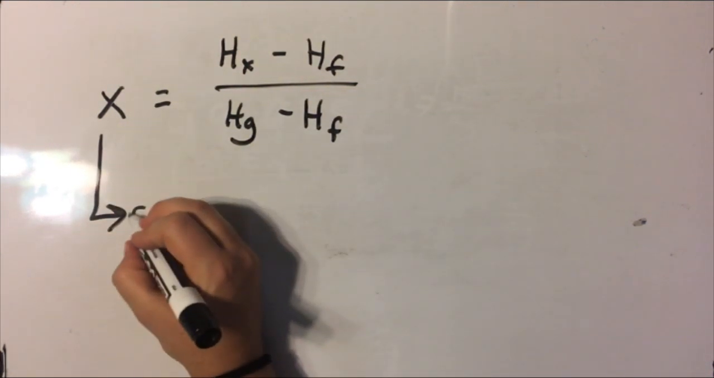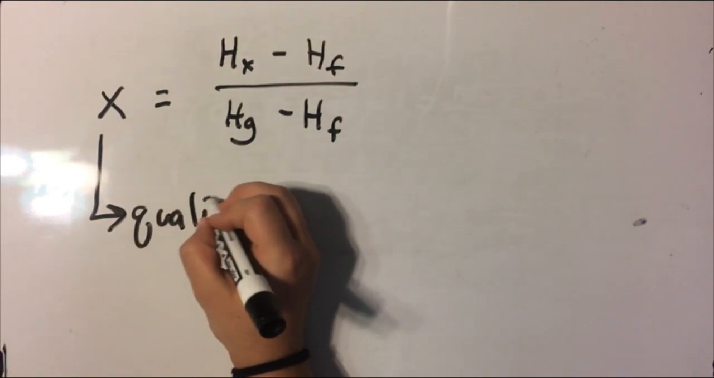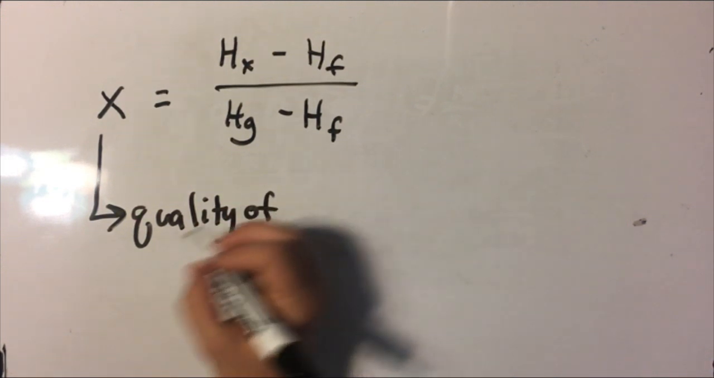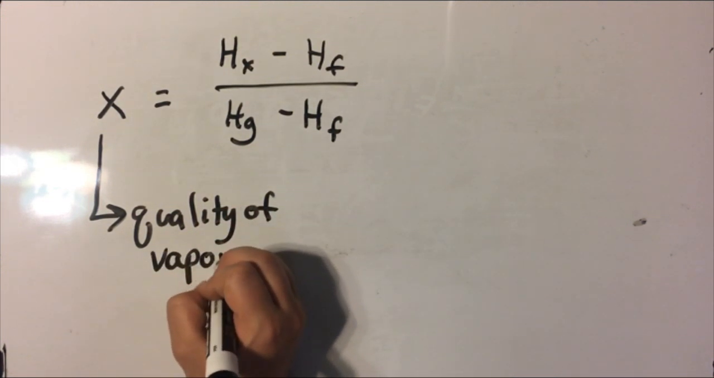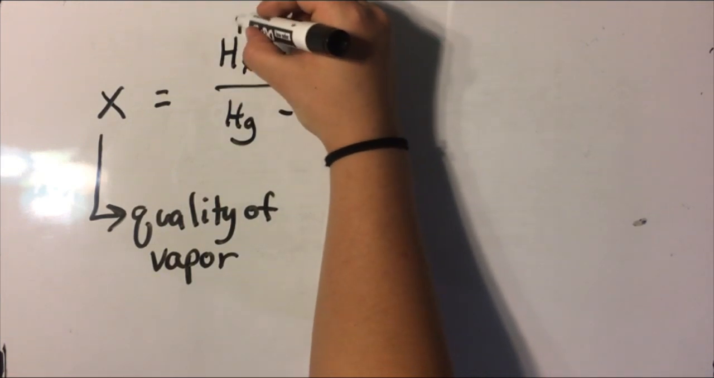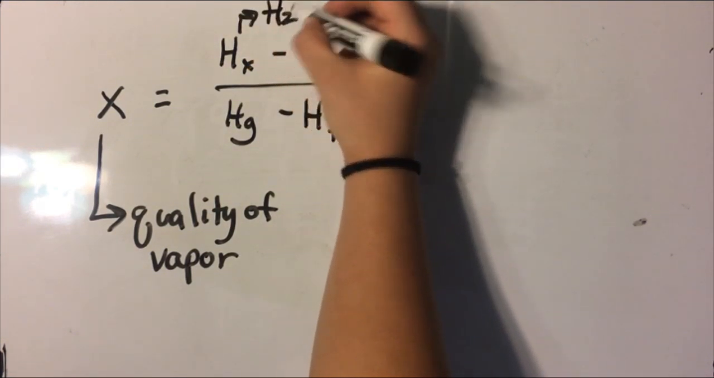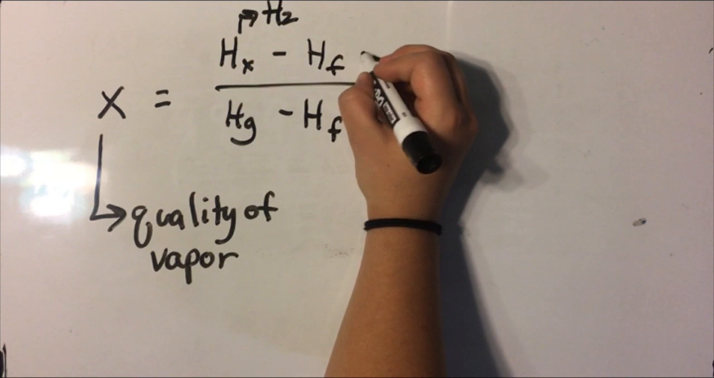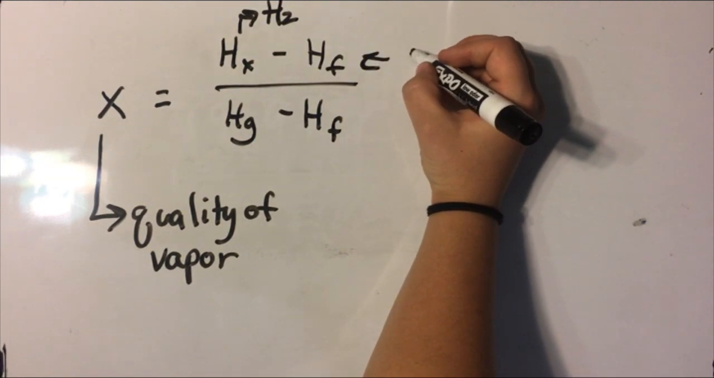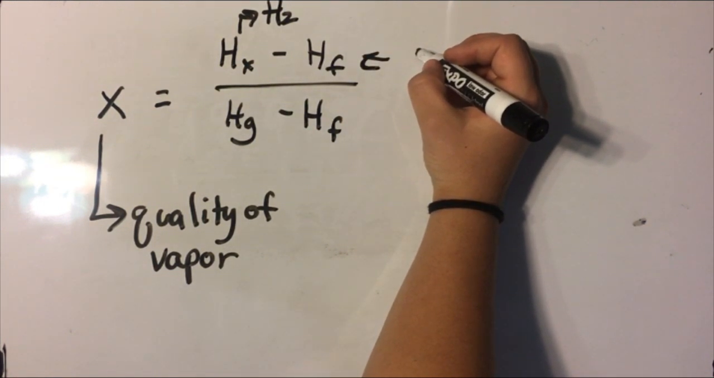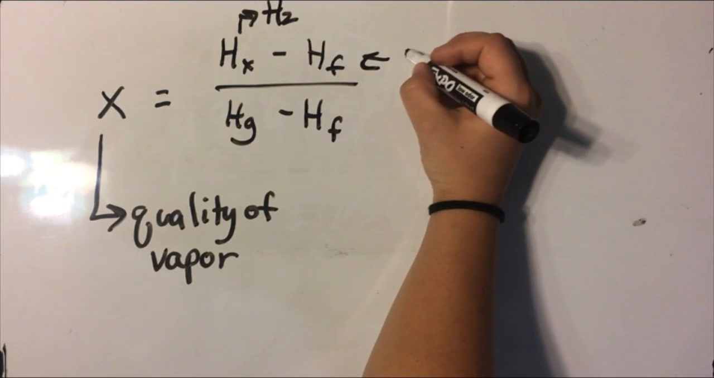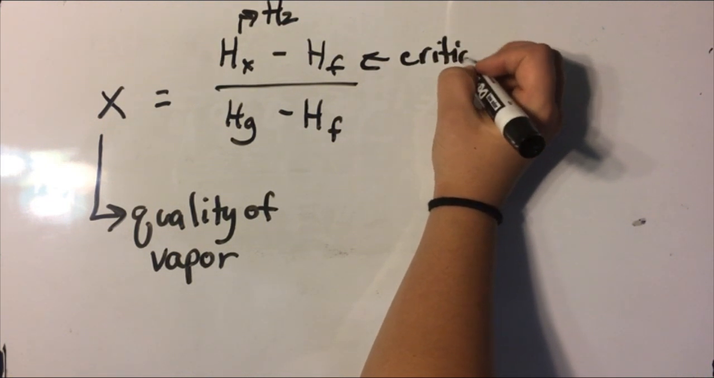So again, X is the quality of the vapor. Essentially, is it humid? Something about the ratio of water vapor to liquid in the steam. So our Hx in this case is going to be our H2. It's just the enthalpy that we know that we have at that point. And the Hf is then our enthalpy at the critical point.